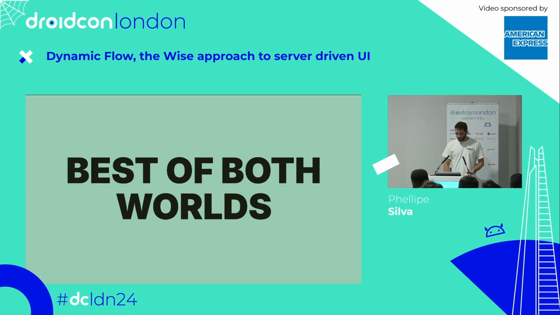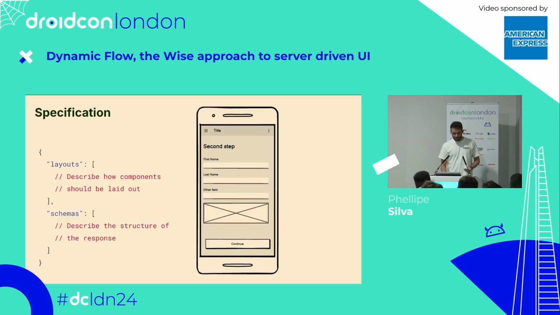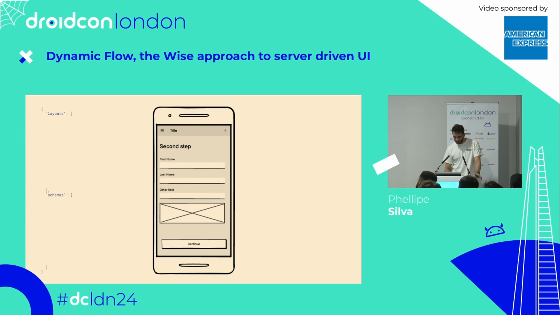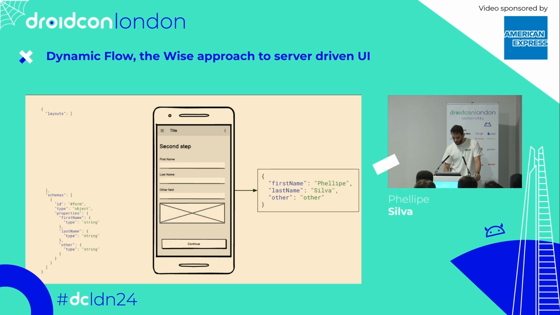So what we did, we took the best of both worlds. In our specification, we have a way to describe how the components should be laid out with this layout array property. And we have a way to describe the structure of our response with this schema array property. So let's see the full example. First, we have a layout array. This layout array has 4 components, and the 4 components are mapped here on the screen. Secondly, we have our schema array, describing how the data would be collected.